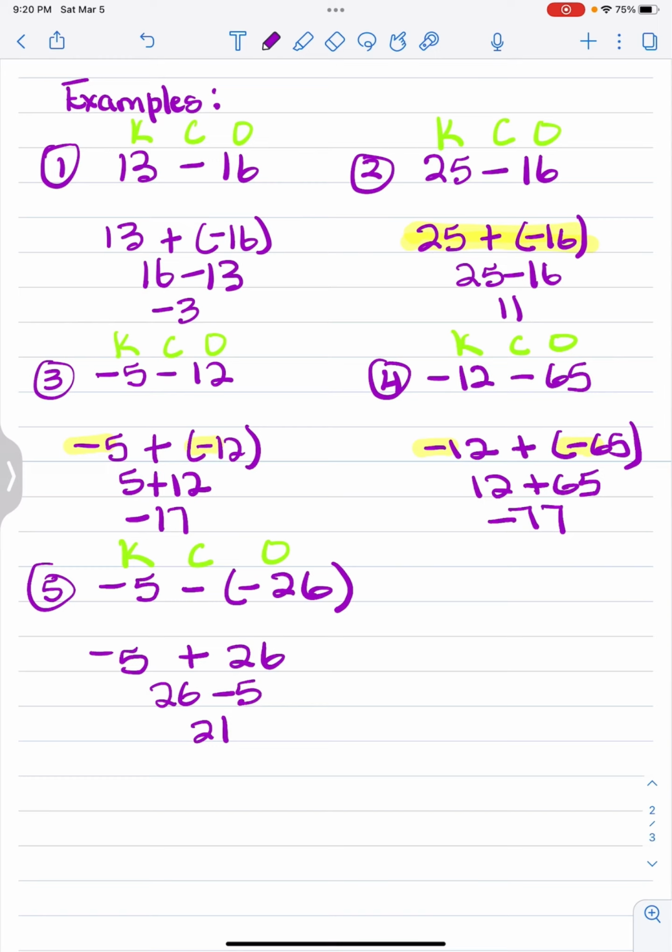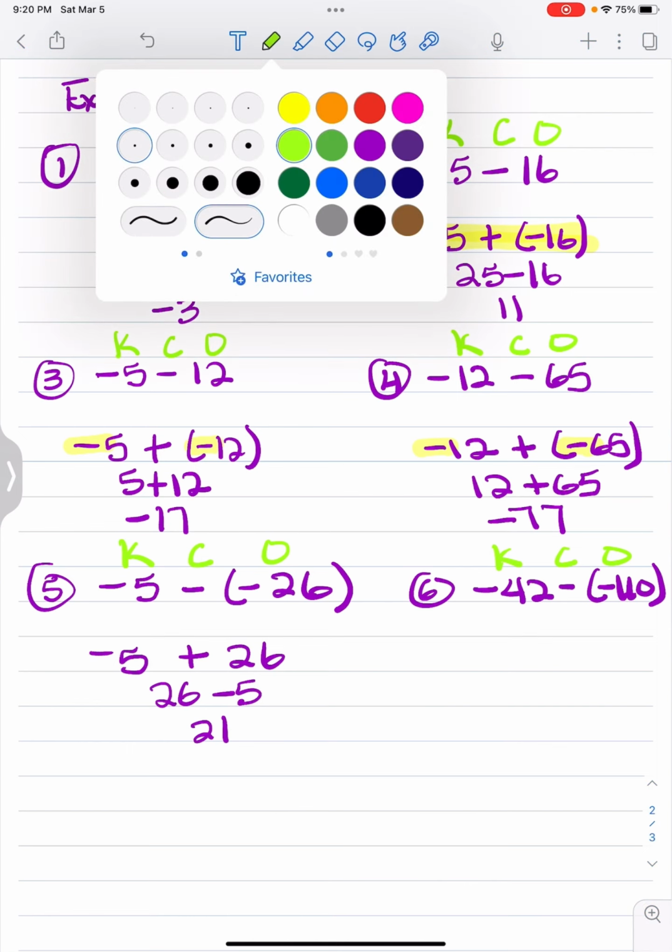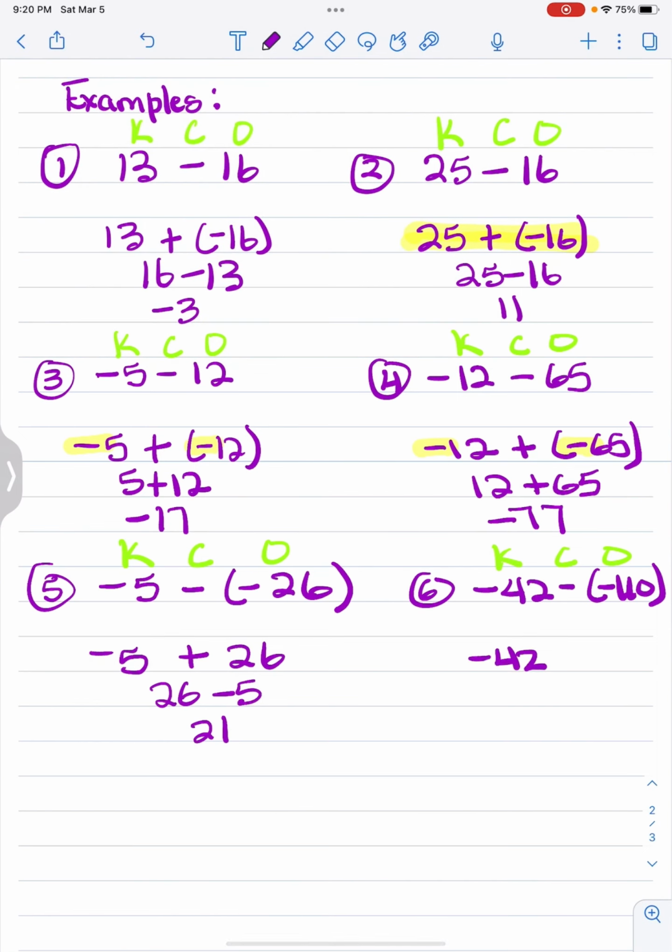Number 6. Negative 42 minus negative 110. Again, use your acronym. And so keep, change, opposite. Then now we're using the rules of integers. And remember, again, when you're subtracting, the larger number goes to the front. So my answer is 68.